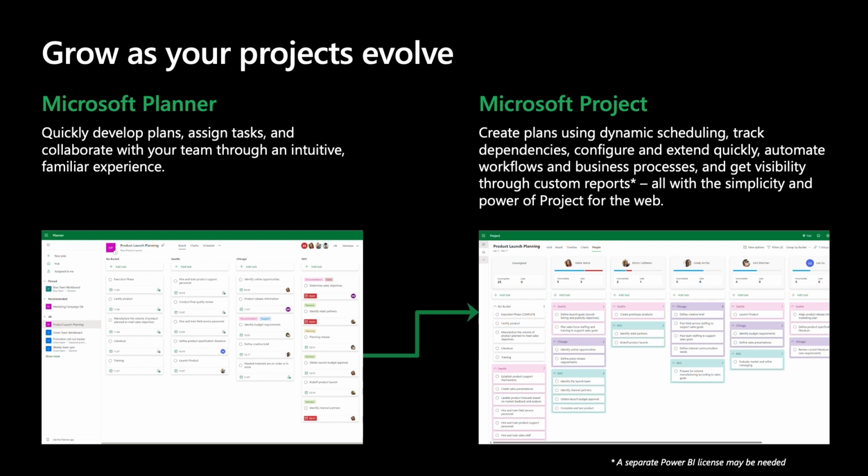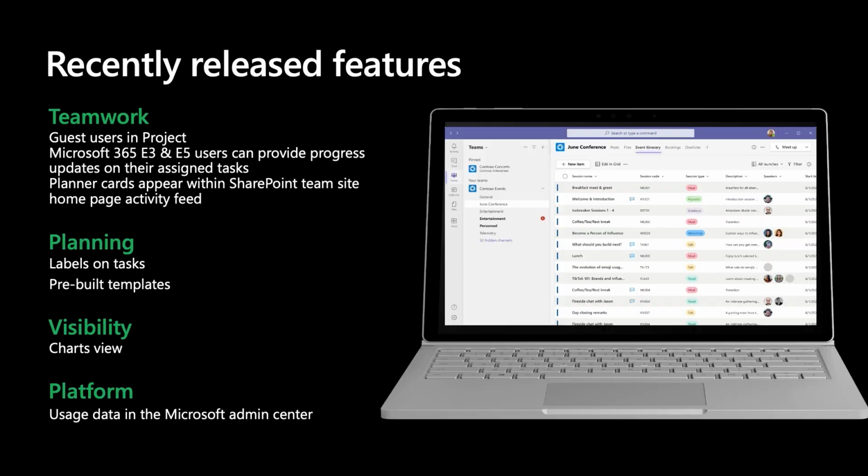Planner is still our first step to staying on top of your work, and we are making it easier for you to shift from Planner to Project to meet the needs as your projects evolve. Over the past 3 to 6 months, several highly requested features for Project rolled out. First is guest users. You can invite guests outside of your organization to view your plans built in Project for the Web without the need for a Project or Microsoft 365 license. If the guest has a Project Cloud license, then they can create and edit plans.